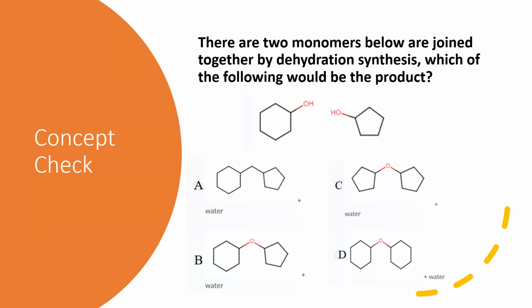Okay, so I'm getting a lot of mixed answers here. Let's see. We have a hexagon here, right? With the OH, and a pentagon with OH. I know some people see both as hexagons, right? Hexagon and pentagon. If you need to connect them together, you need to remove H2O, right? It doesn't matter where you take the OH. You take this one, take this one, and then this is the answer, right? You see that? Hexagon and pentagon.